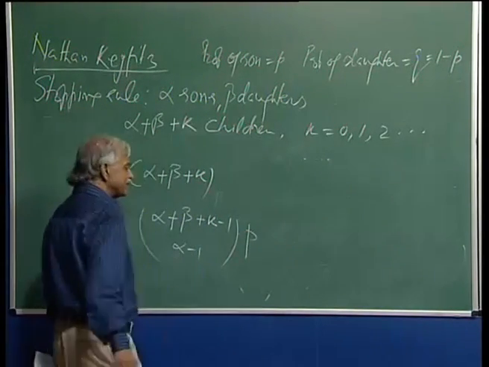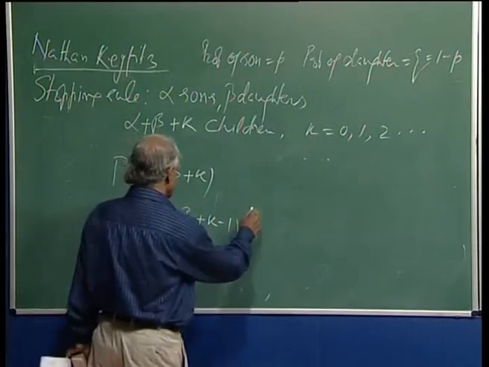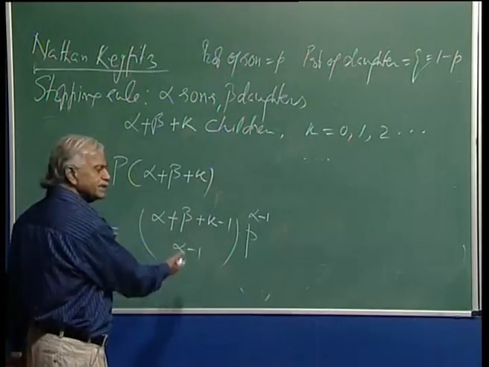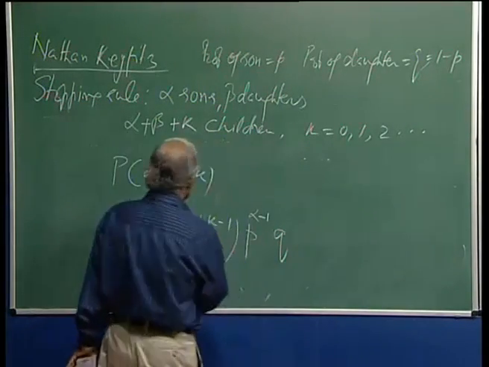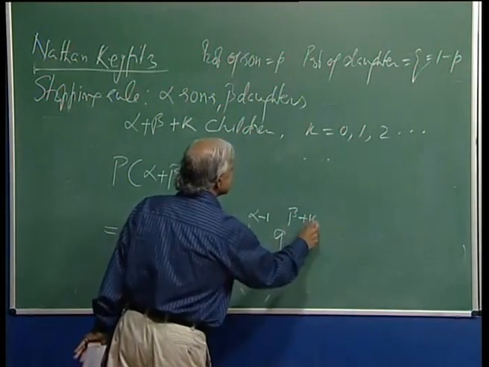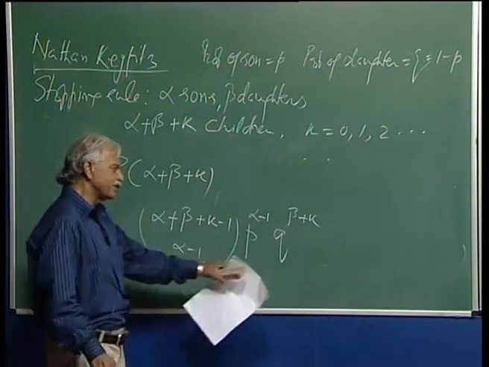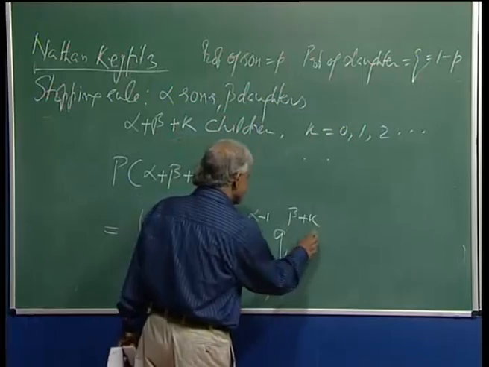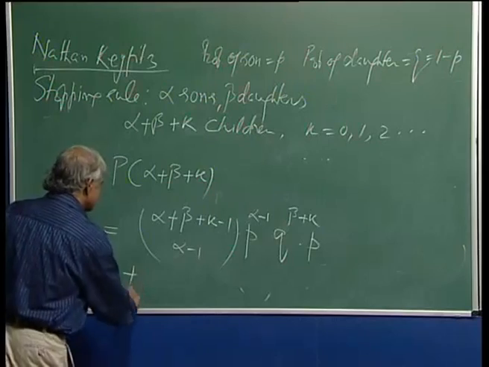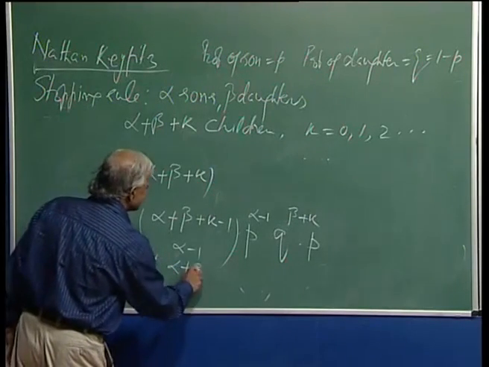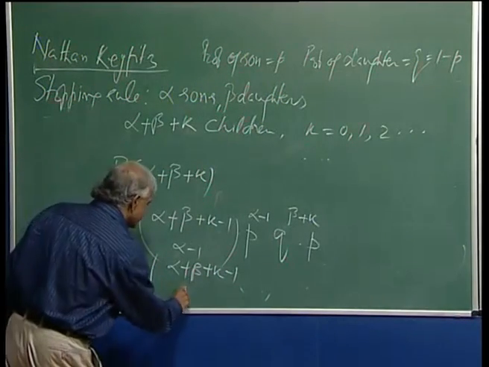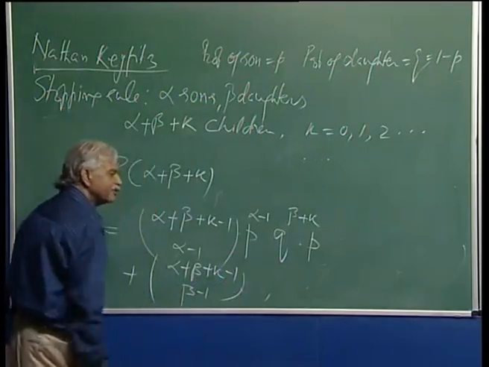Since the probability of getting a son is p, so p raised to power alpha minus 1, and the difference between the two is the number of daughters. So, q raised to power this whole thing, minus alpha minus 1, beta plus k, this is the number of daughters they have, and since the probability of having a daughter is q, so this. And now they have a son and they stop. Another possibility is that out of alpha plus beta plus k minus 1, they had beta minus 1 daughters only.